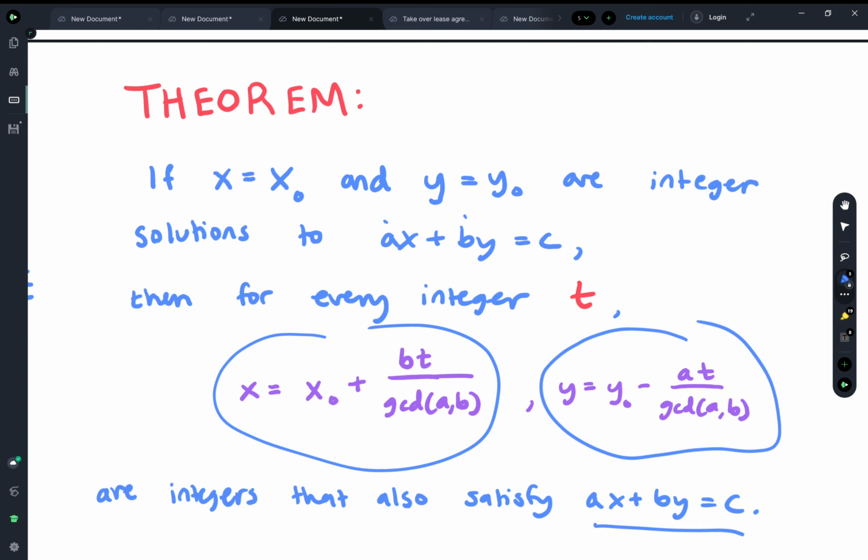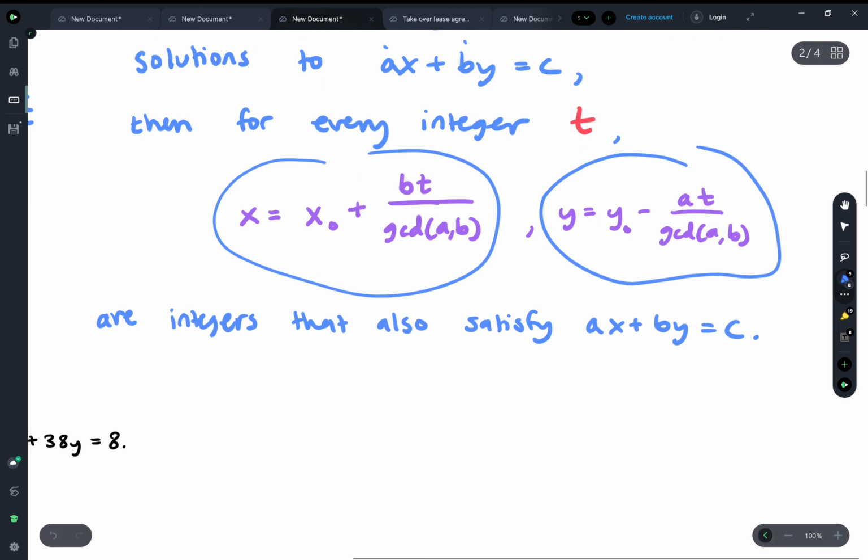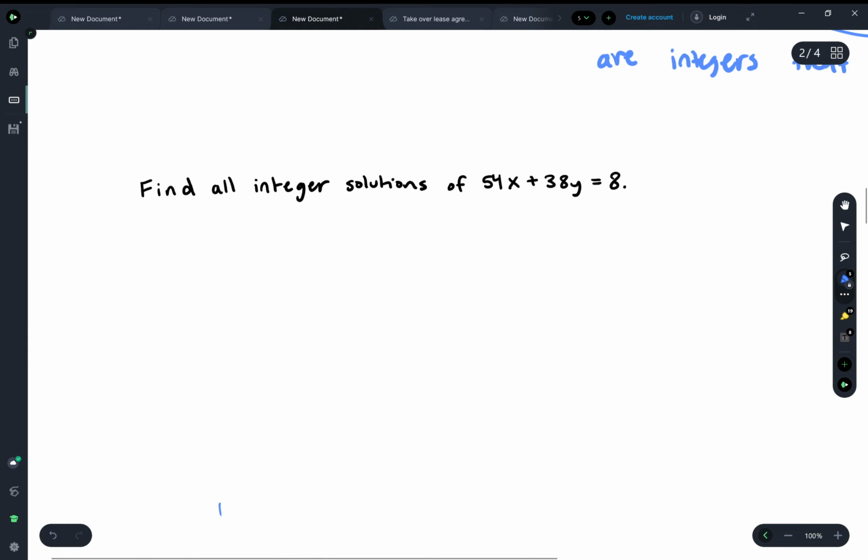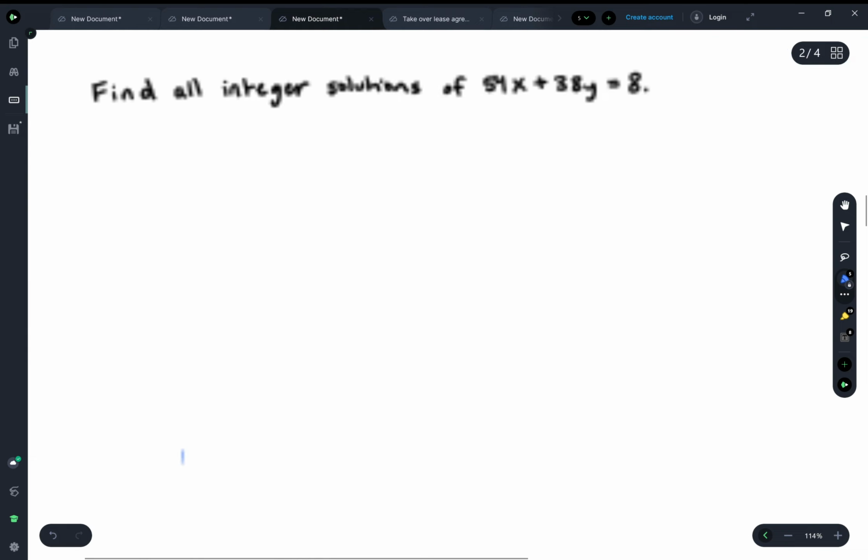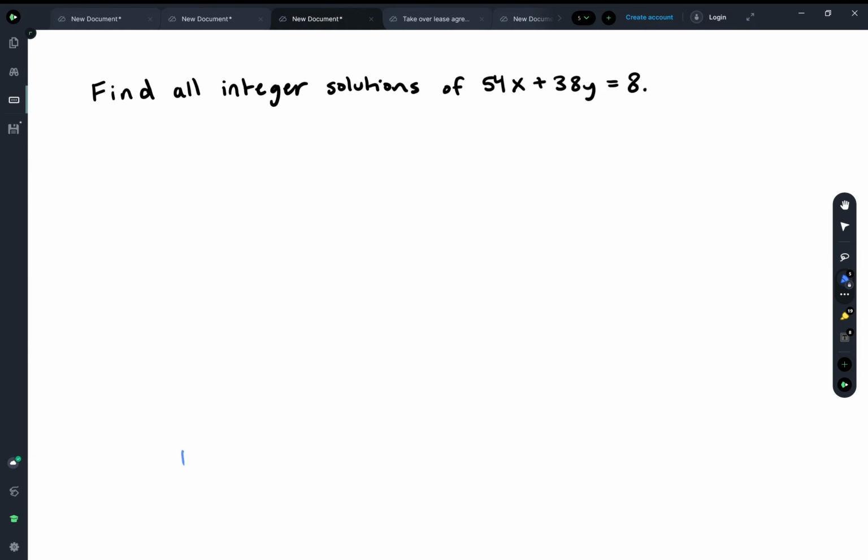So now let's do an example, and you'll see it's pretty straightforward. So this is our example. Find all integer solutions of 54x plus 38y equals 8.